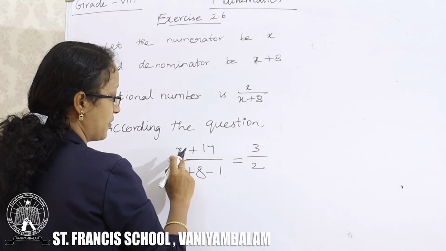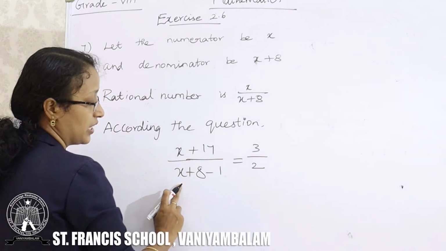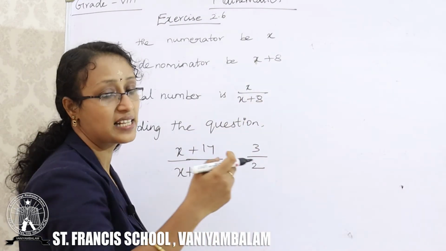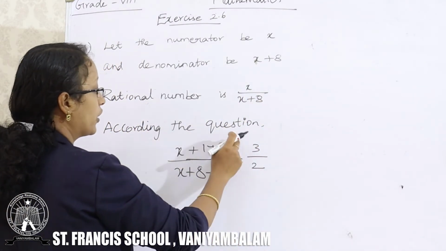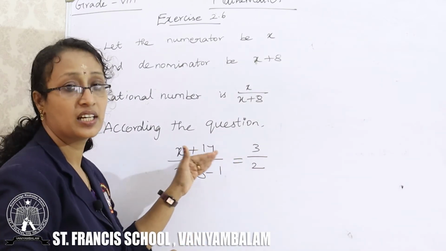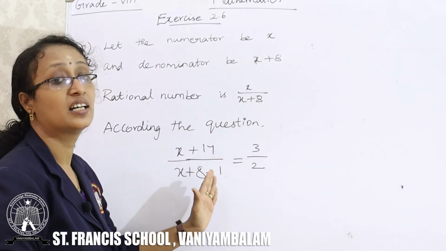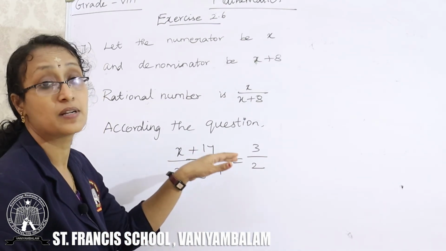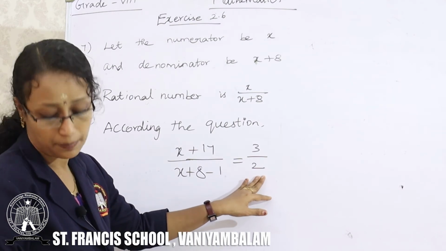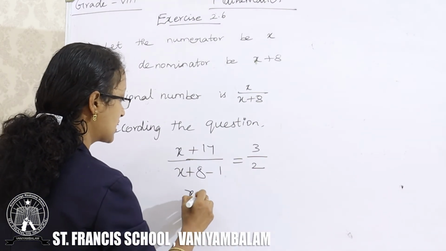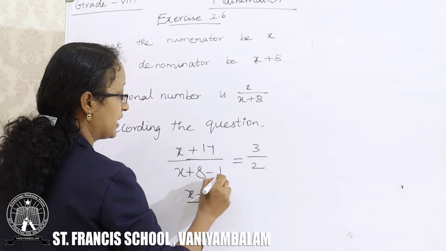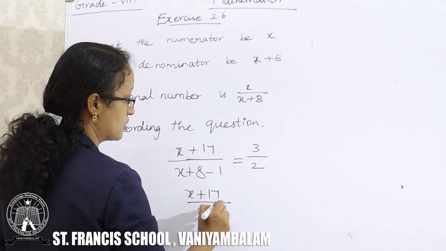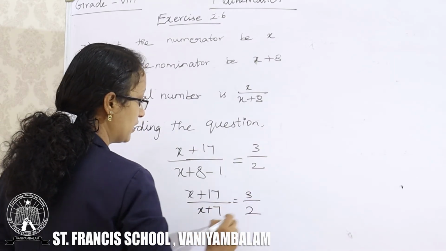It is given in the question, the denominator of the rational number is greater than the numerator by 8. So we got the rational number as x by x plus 8. Now according to the question, if the numerator is increased by 17 and the denominator decreased by 1, we get x plus 17 over x plus 8 minus 1. The number obtained is 3 by 2. First you can solve this: x plus 17 by x plus 8 minus 1. Symbols are different, so subtract it and put the greater number symbol. So x plus 17 by x plus 7 is equal to 3 by 2.